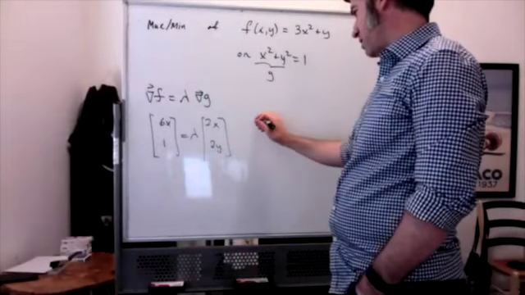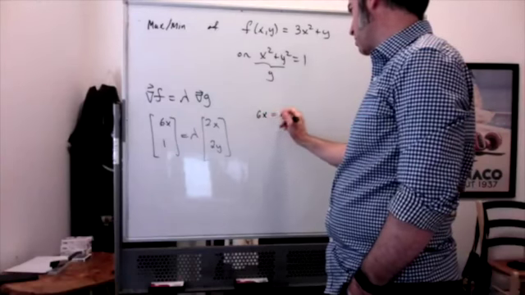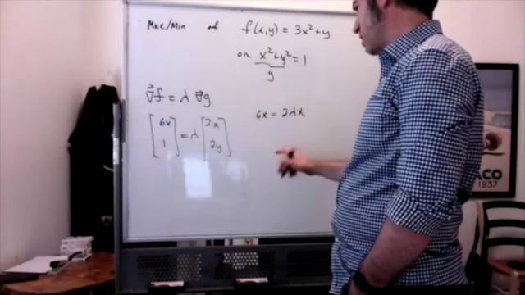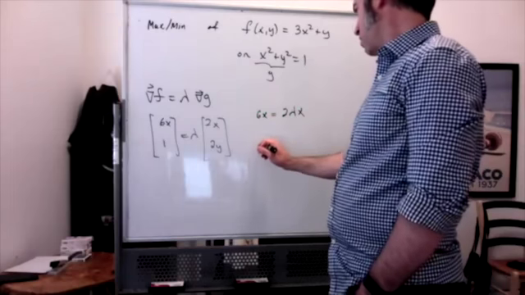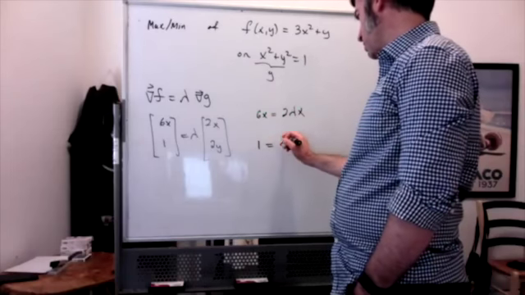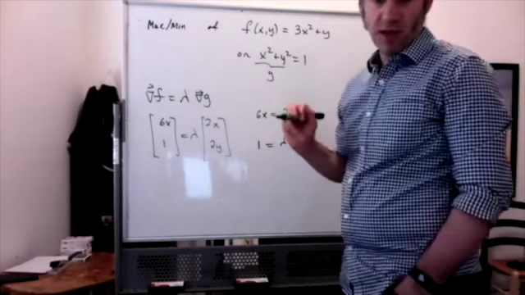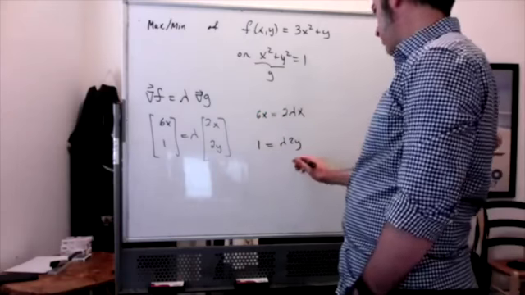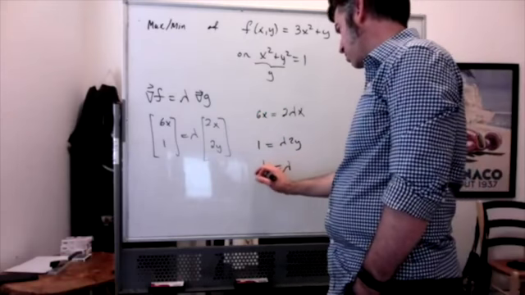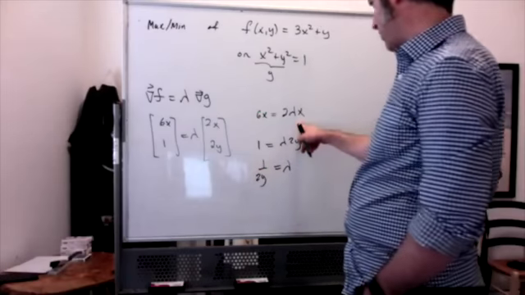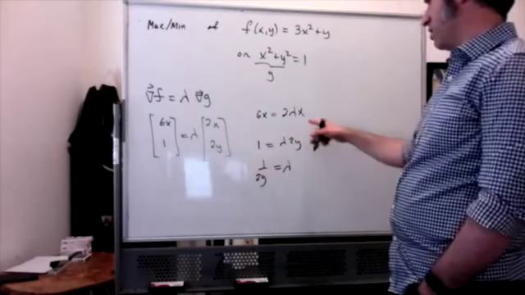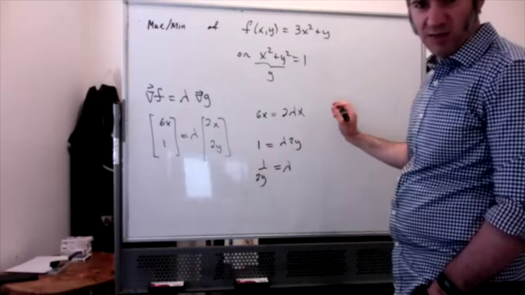So let's see, I've got 6x equals 2 lambda x. Then I have 1 equal to lambda times 2y. And I can solve for lambda. Lambda equals 1 over 2y. I can solve for lambda here. Lambda equals 3. Does that seem right?